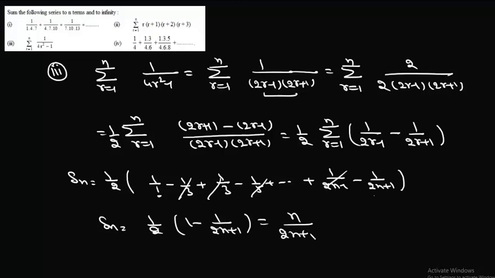Now we find S infinite, it will be the limit n tends to infinite of n upon 2n plus 1, and since this is an infinite limit, the answer to this limit is the coefficient of the highest power of n in the numerator and in the denominator. So it will be 1 and 2. So the sum of the series up to infinity is 1 by 2.